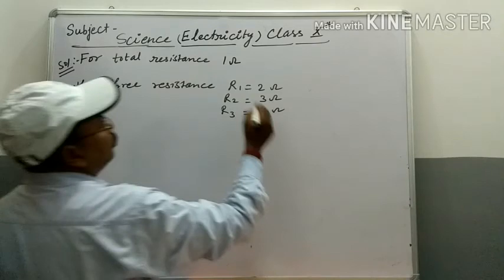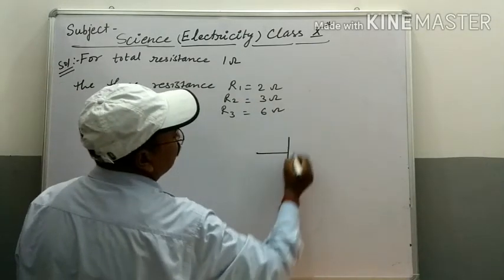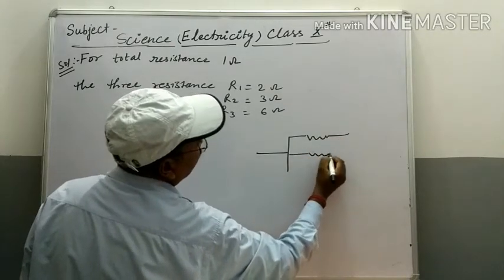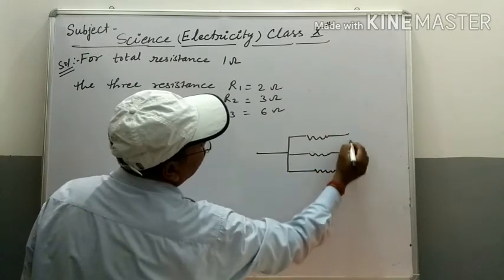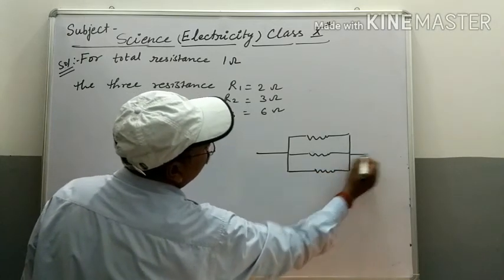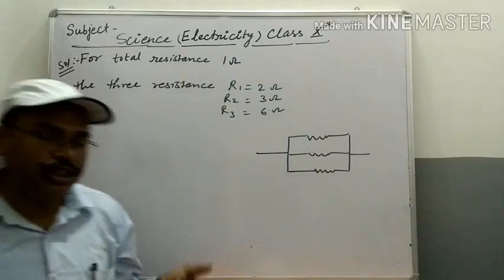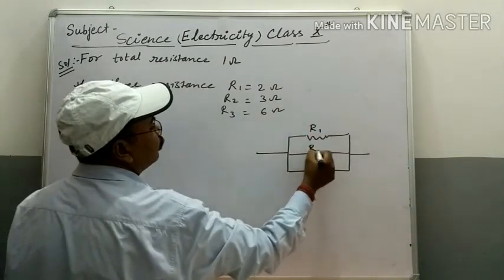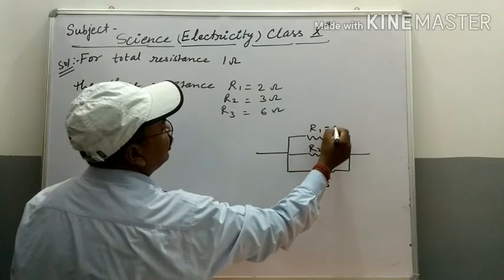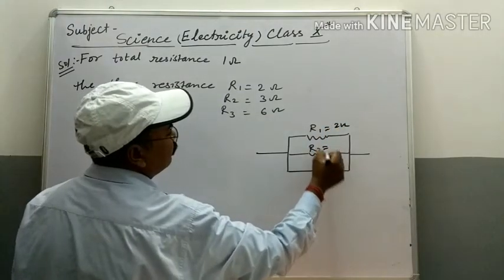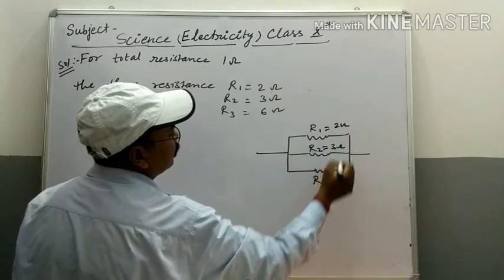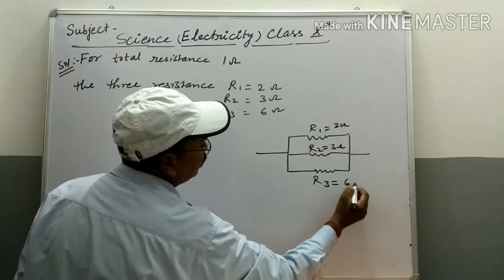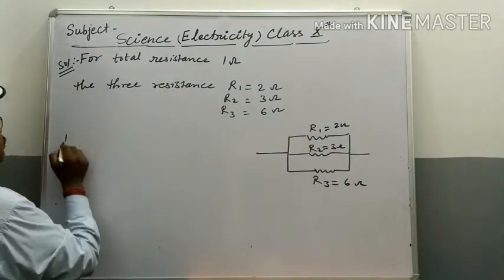First, students, you have only two connections to choose from, as you have already noticed: series or parallel. Now the three resistances R1, R2, R3: connect 2 ohm, 3 ohm and R3, 6 ohm, in parallel. In parallel connection, students, we will get the total resistance 1 ohm using the parallel formula.